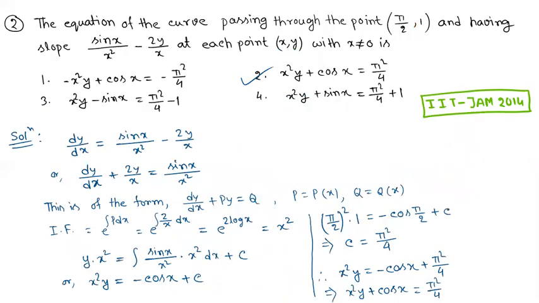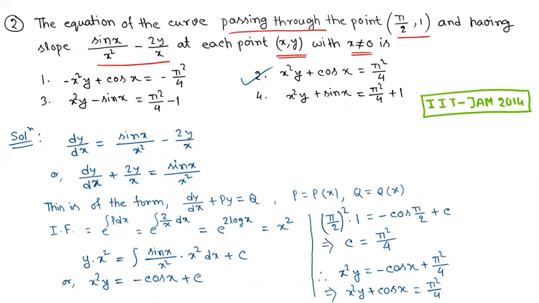Our second question was the equation of the curve passing through the point (pi by 2, 1), and having slope sin x by x square minus 2y by x at each point (x, y) with x not equals to 0. So here given slope equals to sin x by x square, so dy/dx equals to sin x by x square minus 2y by x.